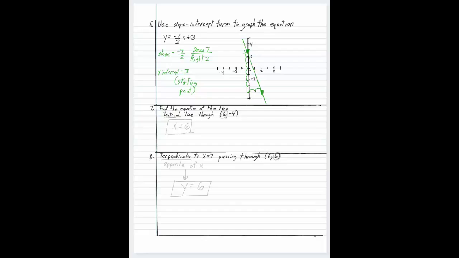For number 7, they would like us to find the equation of the line. And it says vertical line through 6, negative 4. Whenever you see the word vertical, that means x. Vertical means x. And just take the x value. So your answer is actually x equals 6. And that's it.